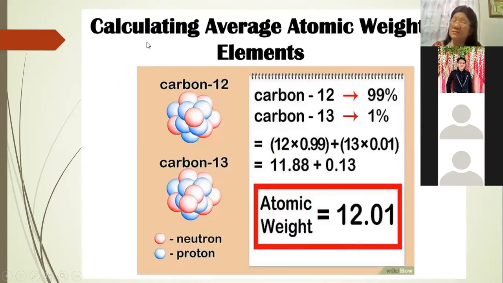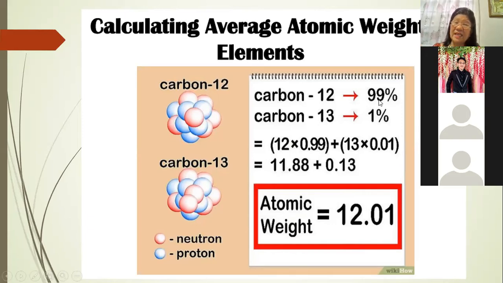The one that we have calculated as isotopes is carbon 12 and carbon 13. If you look into that, mostly it will occur as carbon 12, and only rarely carbon 13. So carbon 12, 99% of that is under carbon 12, the isotope carbon 12 instead of carbon 13.